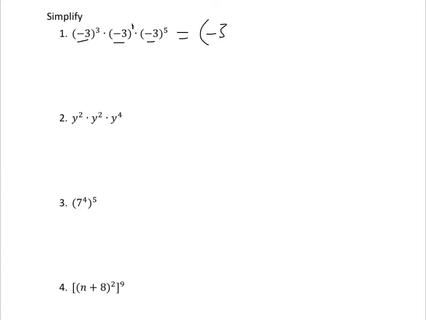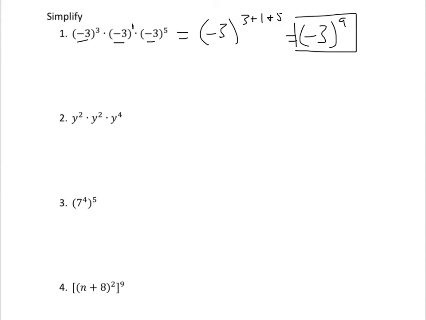We can write our base negative 3. Remember, if there's a negative, you have to have it in parentheses, so we know it's acting just on the 3. And then we're going to add our exponents, so 3 plus 1 plus 5, which is equal to negative 3 to the 9th power.